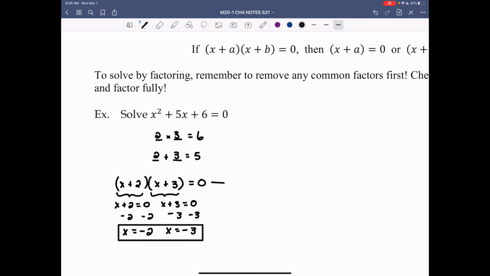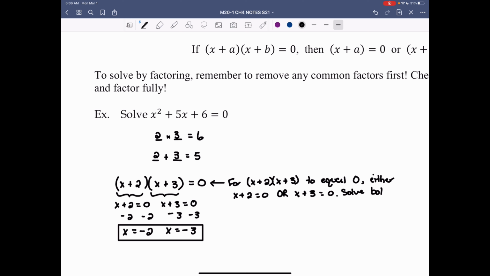And let's just put a note here about the zero product property. So for x plus 2 times x plus 3 to equal 0, either x plus 2 equals 0 or x plus 3 equals 0. Solve both cases.